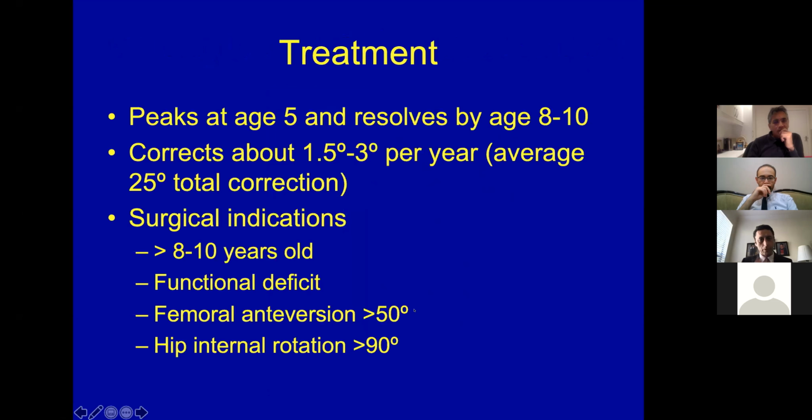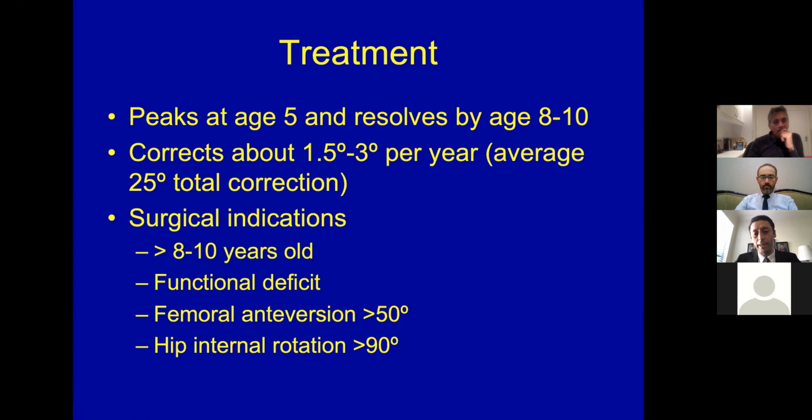As for the treatment of increased femoral anteversion, I'd say over 90% of kids have spontaneous correction up to the age of 8 years old. We don't recommend any intervention before the age of 8 unless there are other problems you need to address with other deformities. It peaks around the age of 5 and resolves by age 8 or 10. It corrects about 1.5 to 3 degrees per year, an average of around 25 degrees of total correction. Surgical indication: if there is functional limitation of the kid. We don't treat this just for cosmetic reasons or appearance, just to improve the position of the foot.